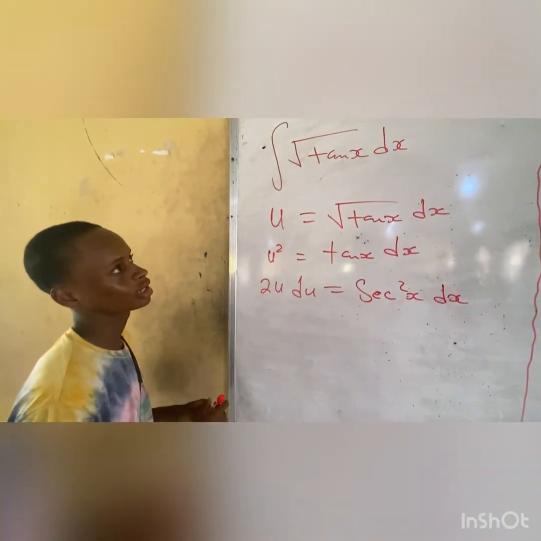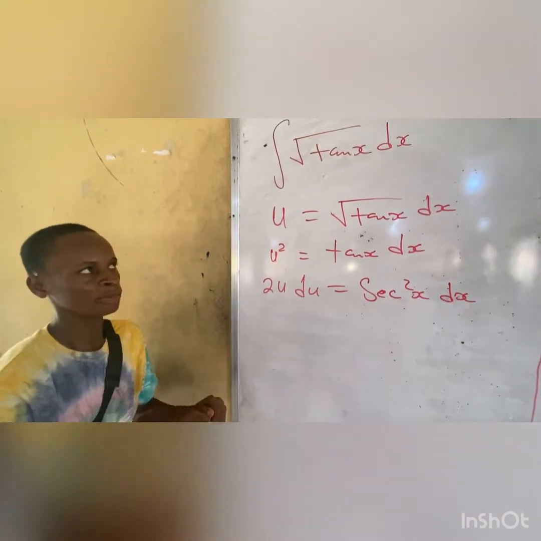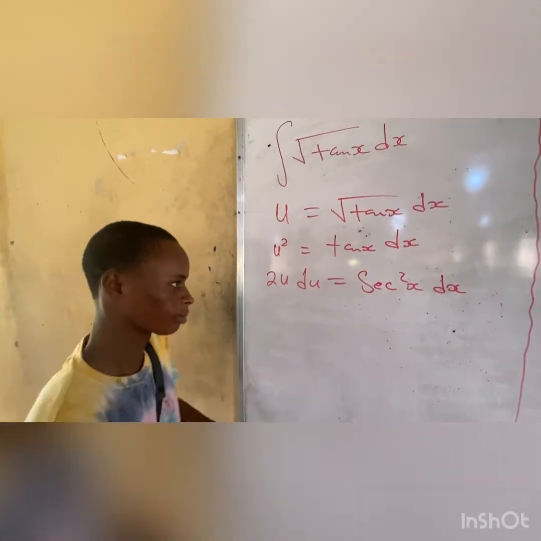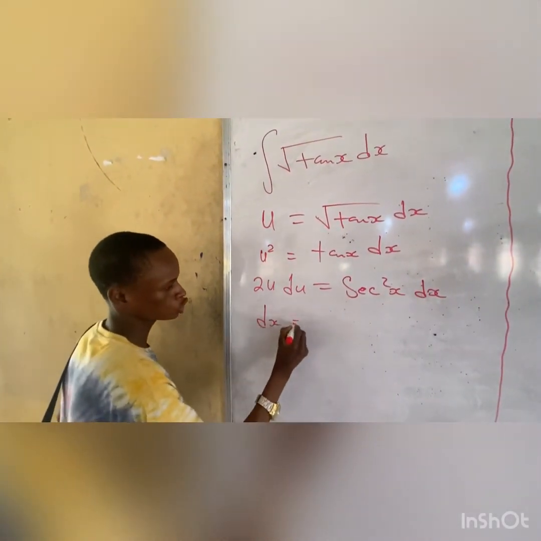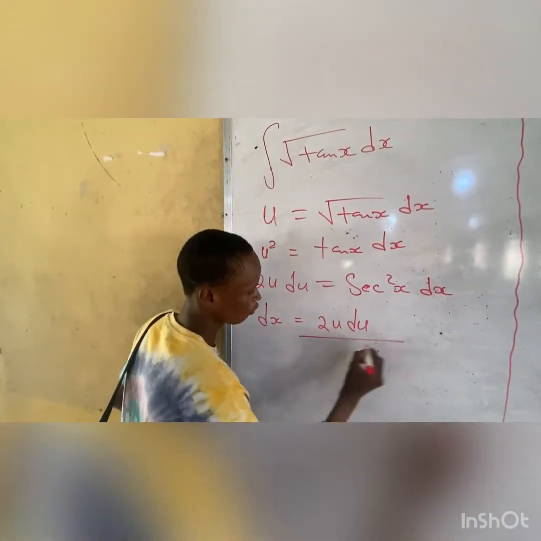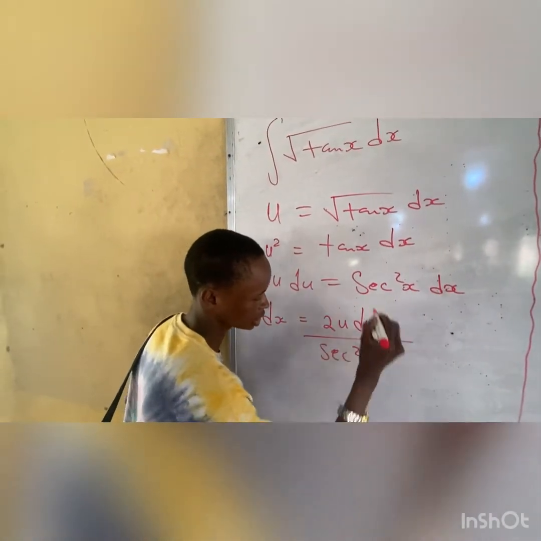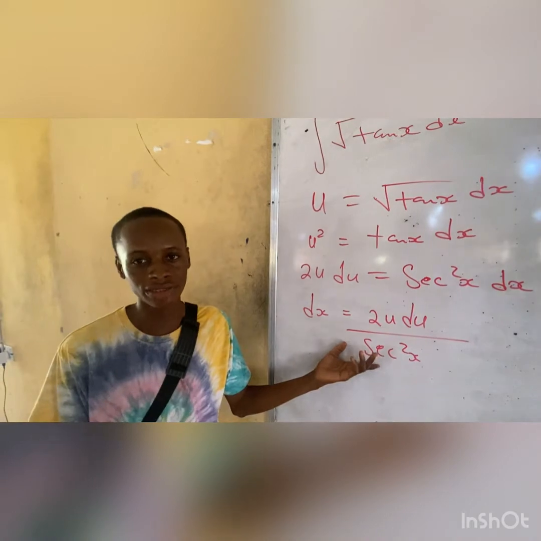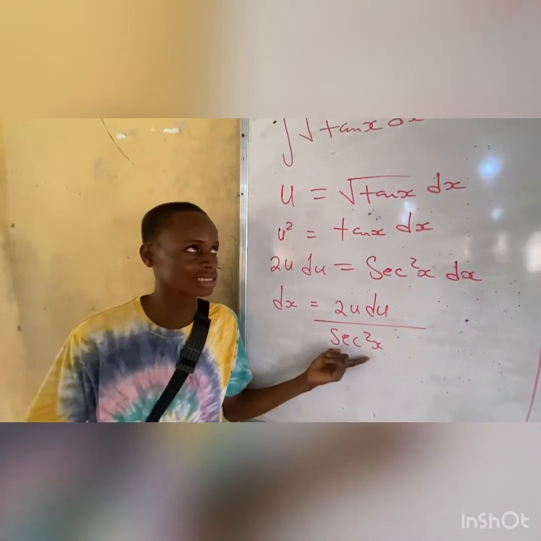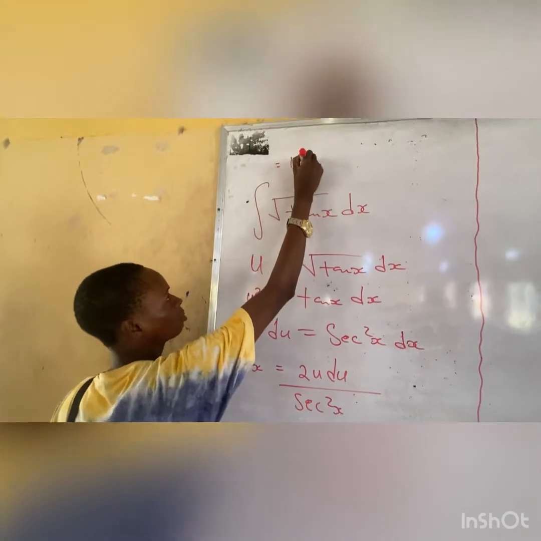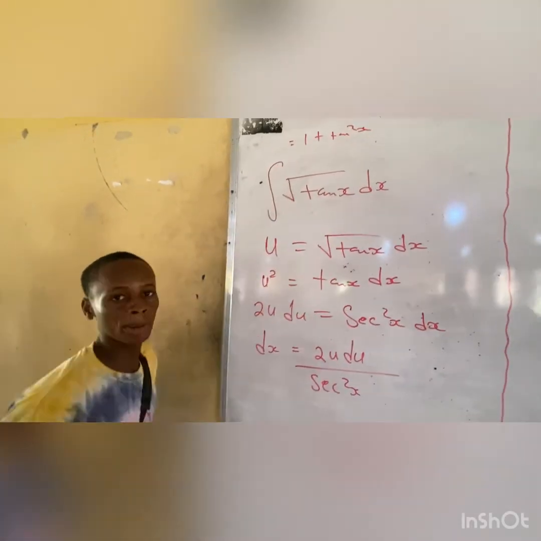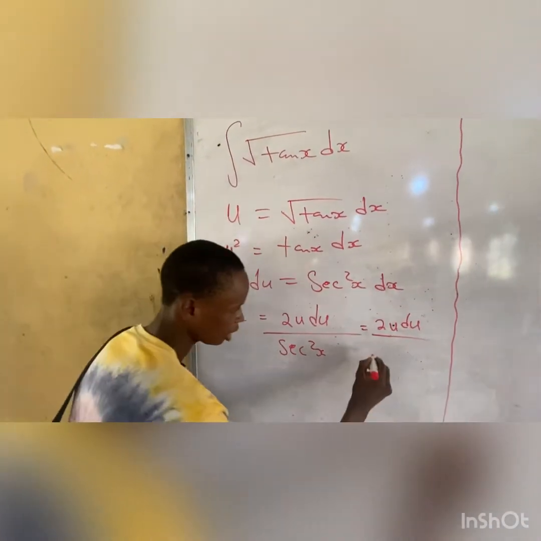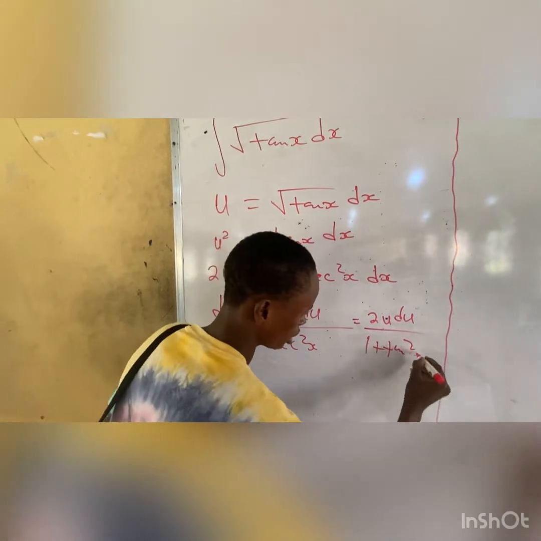Now we are looking for the dx because this is a u substitution integral, so we have to make dx the subject of the formula. By doing this, we have dx is equal to 2u du over sec squared x. Now recall from the trigonometric identity that sec squared x is the same thing as 1 plus tan squared x. So we have 2u du over 1 plus tan squared x.